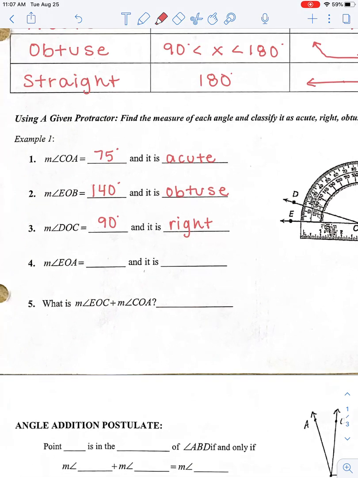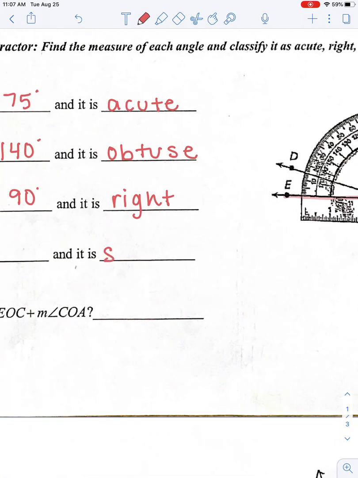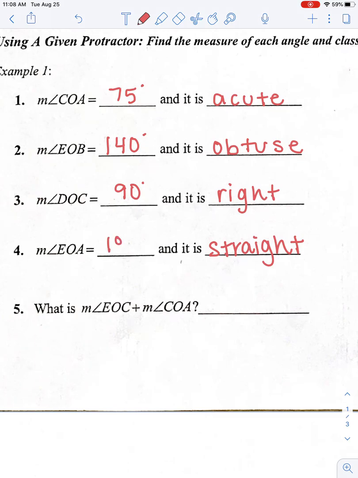All right, the next angle is EOA. E to O to A. Looking at this, what type of angle do you think this should be classified as? A straight angle. It is a completely straight line. Therefore, it is a straight angle. And we know that straight angles are 180 degrees.